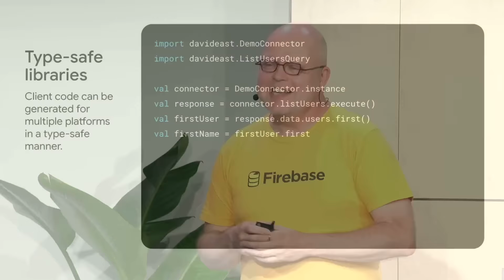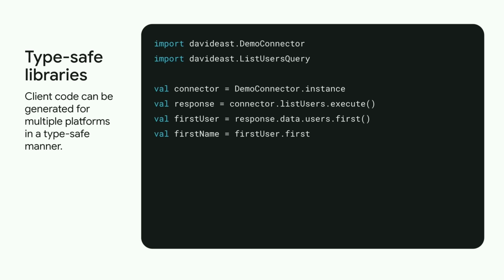Let's have a look at how this works in practice. So here's some Kotlin code in my Android app. You can see in the first few lines that I import the SDK, and that I import my list users query. That's the same query that we just defined. Then we execute that query. We get all the users from it. We take the first user, and we get their first name.